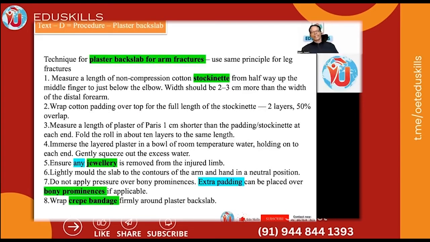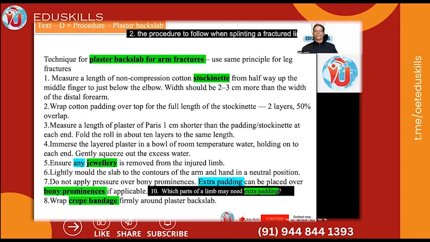Okay, last text D procedure, plaster backslab. The procedure to follow when splinting a fracture, that is just matching. Okay, sorry. Now 10th one is which part of a limb may need extra padding?